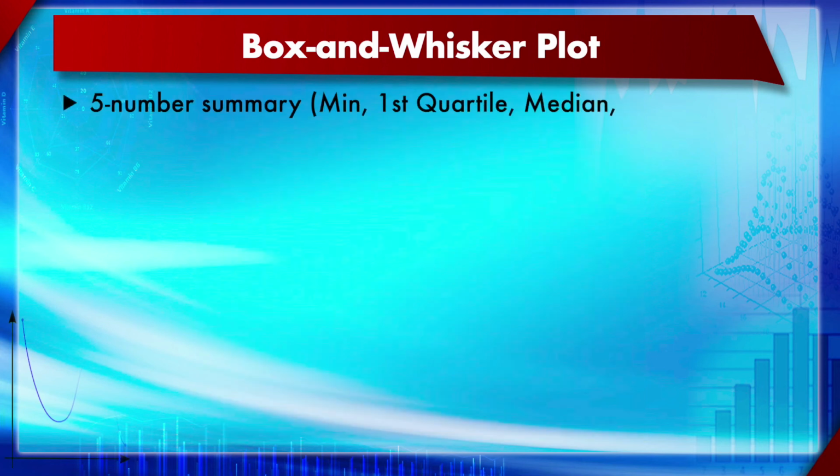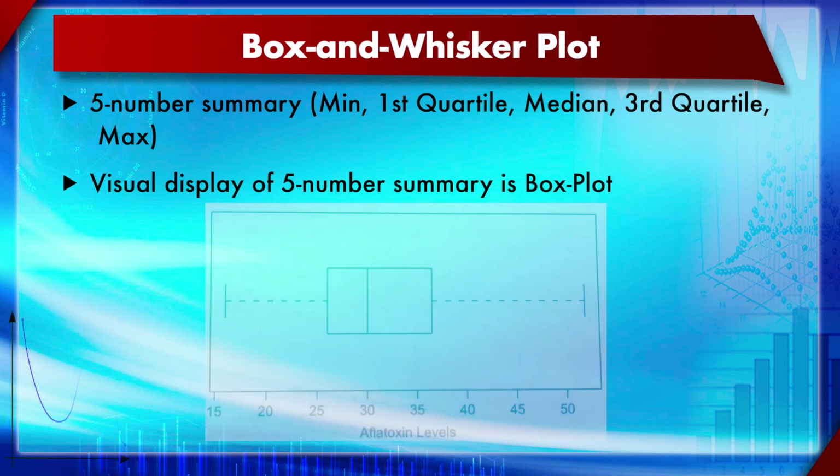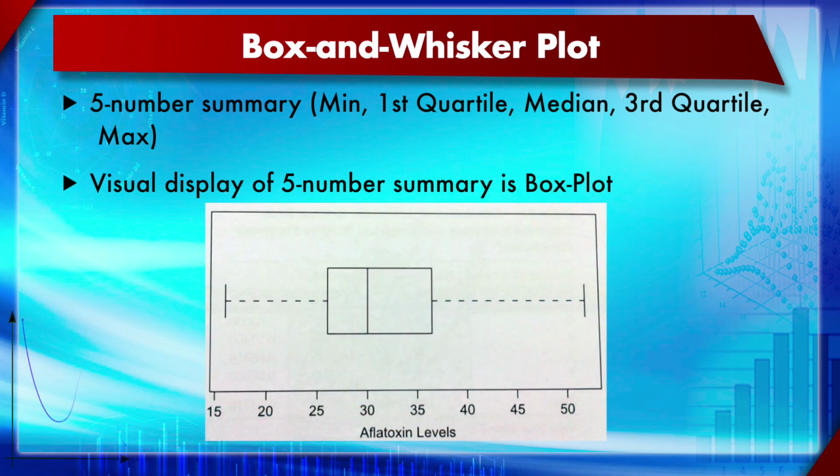Box and whisker is nothing but a 5-point summary, the visual representation of the 5-number summary. What are these 5 numbers? Minimum, first quartile, median, third quartile, and maximum. The visual display of this 5-number summary is the box and whisker plot, or sometimes it's called a box plot.